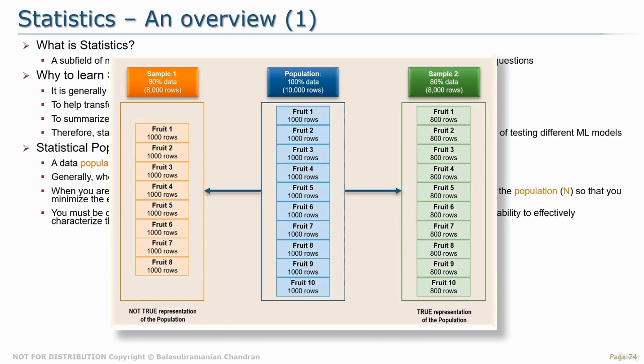Therefore, it is important that we select samples from the population. We ensure that we select data from all categories of data available in the population instead of randomly selecting some percentage of the population data.